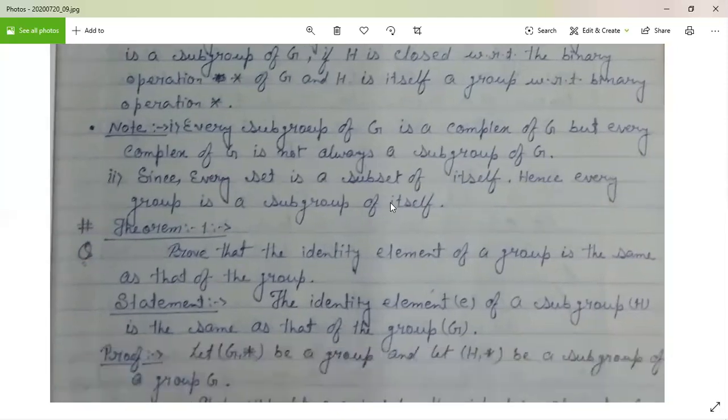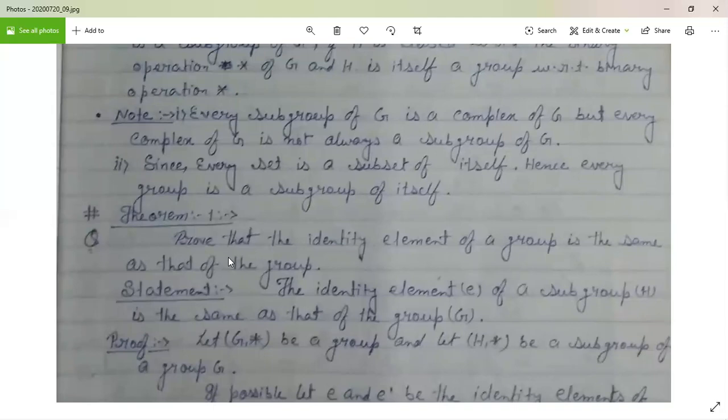Now, there is one theorem. The theorem is: the identity element E of a subgroup is the same as that of the group. That means, as you saw in your previous theorem, the identity element must be unique. So G has a unique identity element, and the identity element of the subgroup H is also the identity element of the group. That means the identity element must be there in a subgroup of a group G.